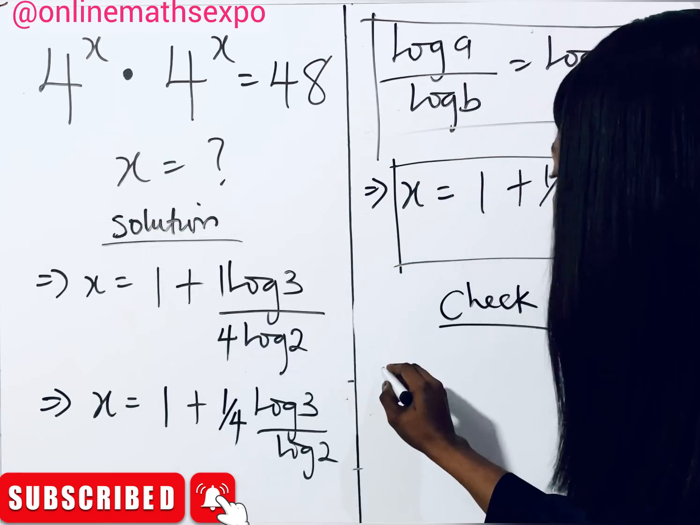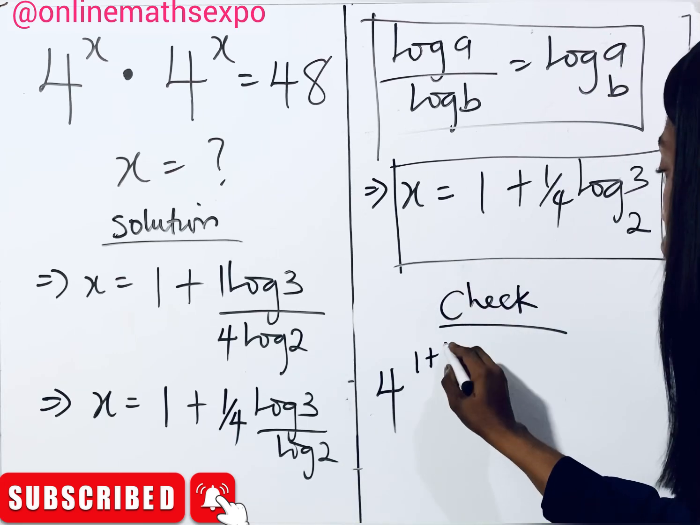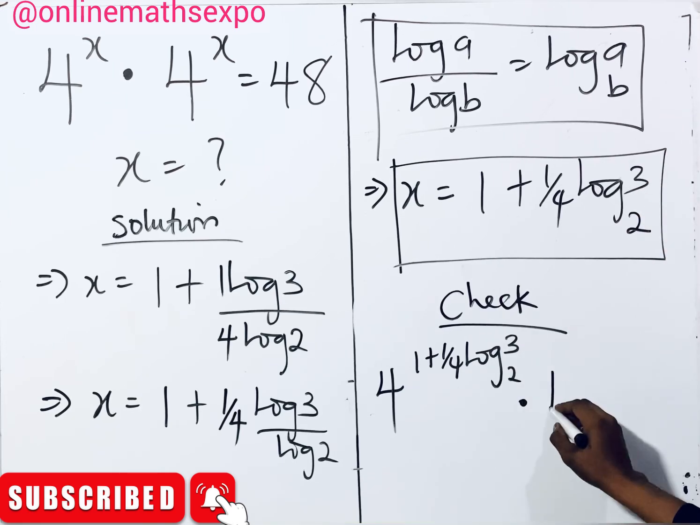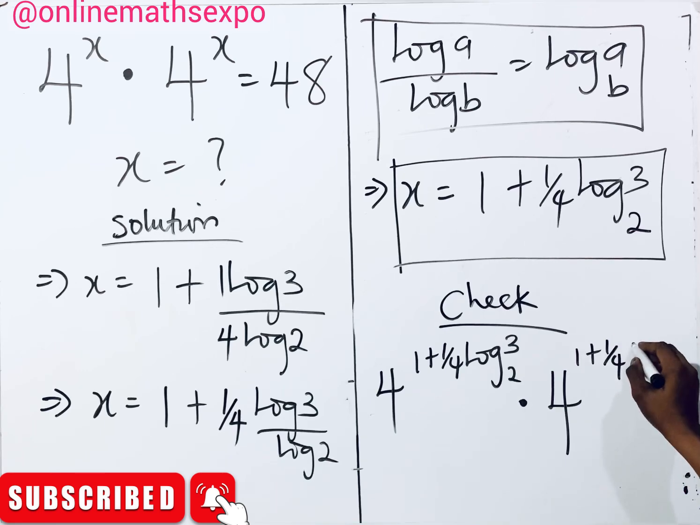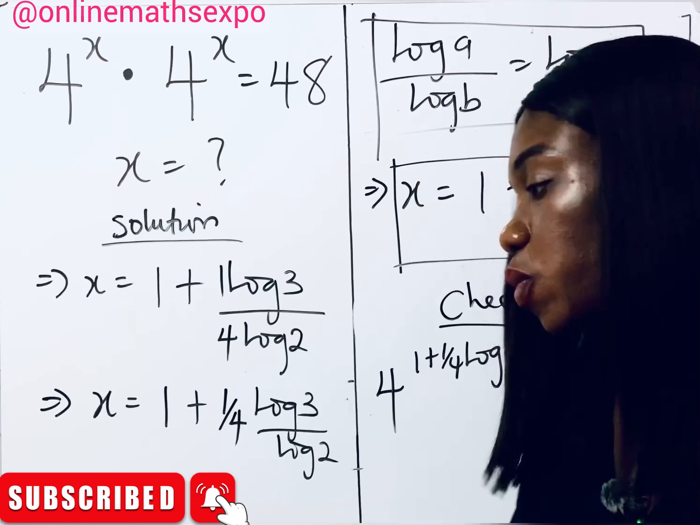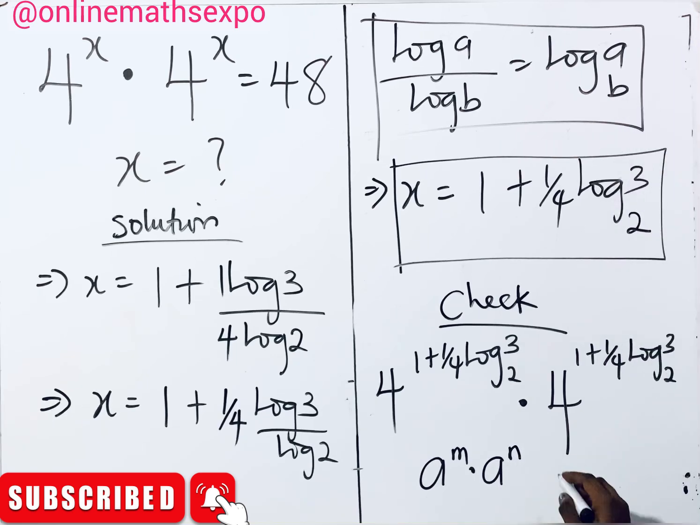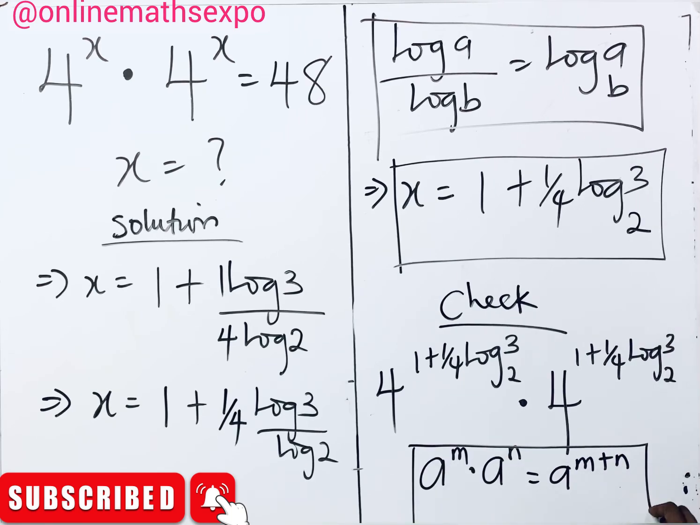So we have 4 to the power of 1 plus quarter of log of 3 base 2, multiplied by the same value, 1 plus quarter of log 3 base 2. To simplify this, remember this rule of exponent that says a to the power of m multiplied by a to the power of n gives you a to the power of m plus n, meaning that each time you are multiplying the same base with different exponents, you turn the multiplication sign to addition.